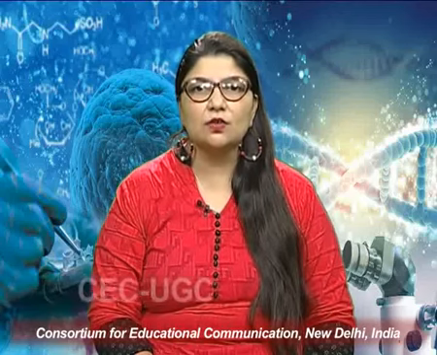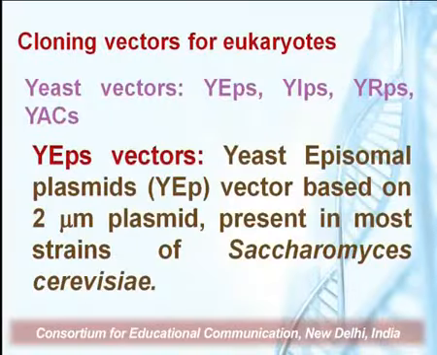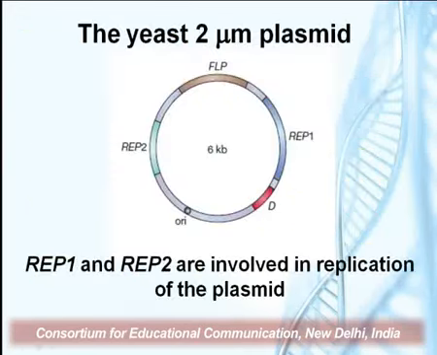YEP vectors, or the yeast episomal plasmid vectors, are based on the 2 micron plasmid present in most strains of Saccharomyces cerevisiae. So the natural 2 micron plasmid isolated from Saccharomyces cerevisiae is then modified to form the yeast episomal plasmids. This is the yeast 2 micron plasmid, and as you can see, Rep1 and Rep2, which are involved in the replication of the plasmid, are there.